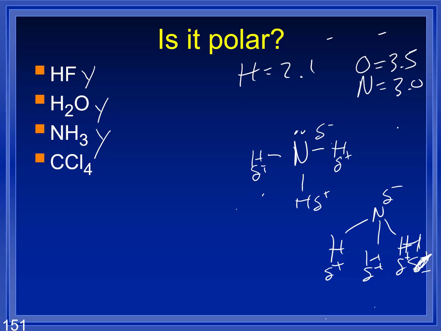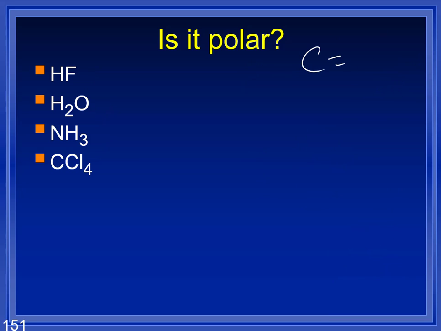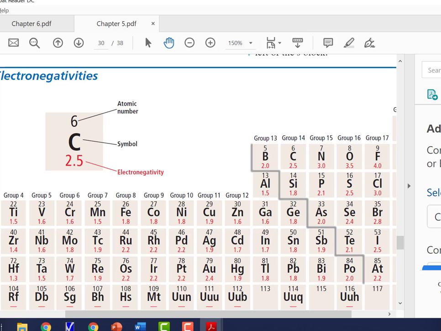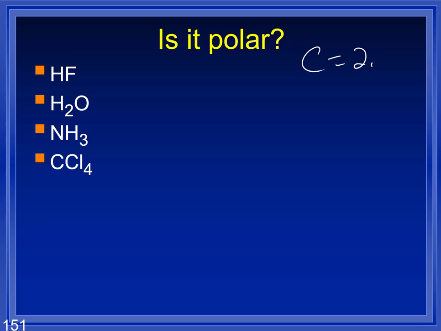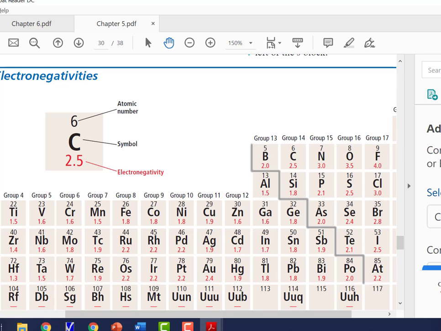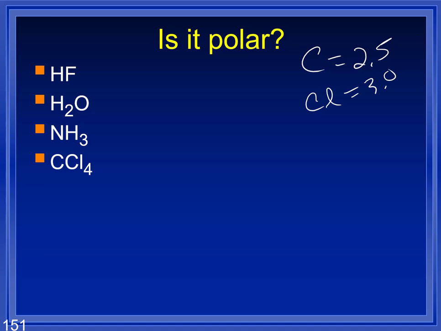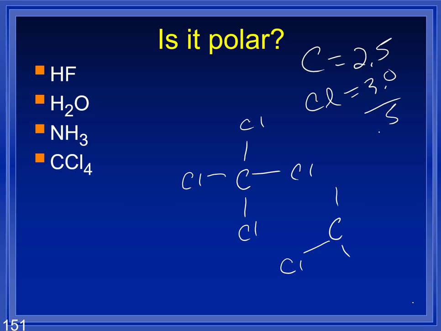CCl4. Well, carbon is 2.0 or 2.1? 2.5. Carbon's 2.5. Cl is 3.0. That's 0.5. 0.5 difference, barely enough, but it makes it polar. So then I got to think about, it's got polar bonds. But what shape is it really? Tetrahedral, and tetrahedral is symmetrical, right?